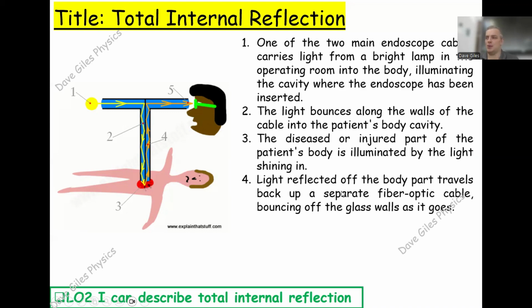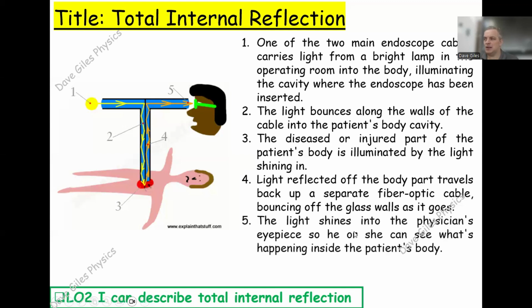So there's two sets of cables. There's light going in and then light coming out, bouncing off the glass walls as it goes. The light shines into the physician's eyepiece so he or she can see what's happening inside the patient's body.